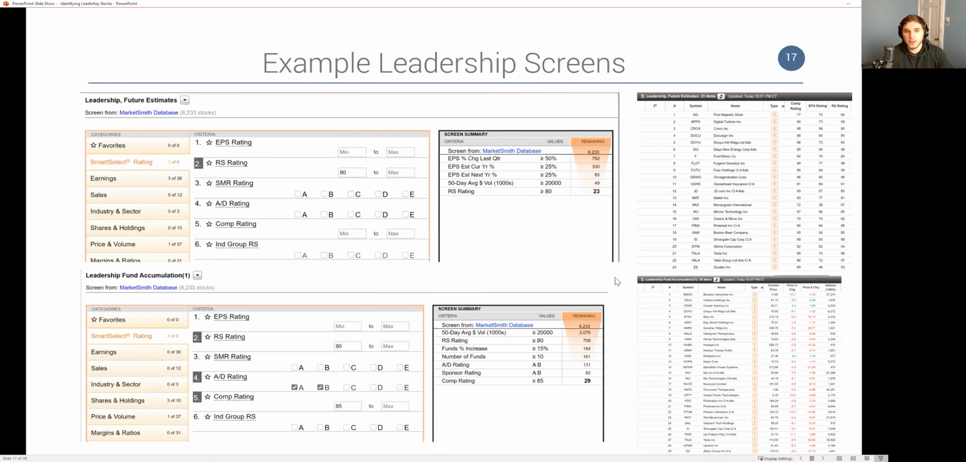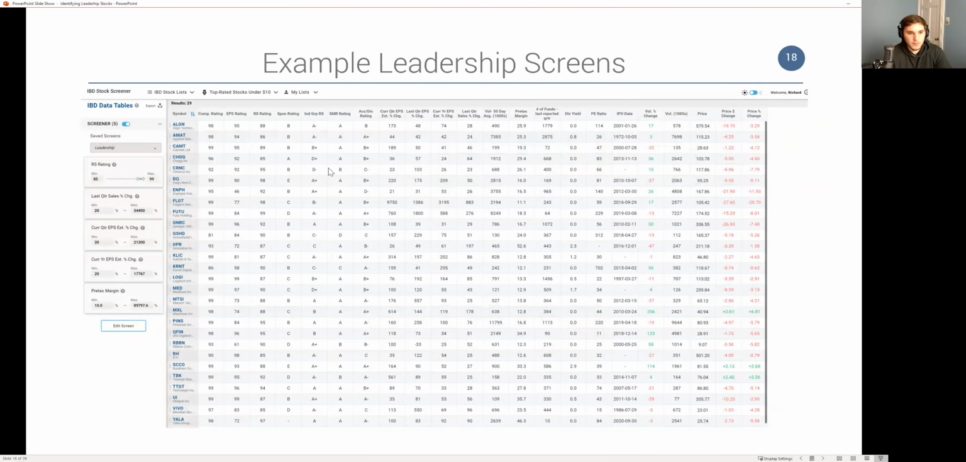And in general advice for screening, I would suggest to not be too restrictive with the criteria, because I like to see 100 or so results here. That way I can go through, and if a stock doesn't quite meet 25%, I'll still be seeing it and have it pop up on my radar. So let me go back to that one screen.